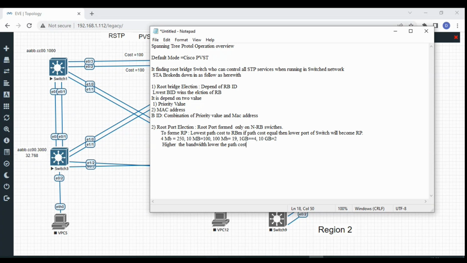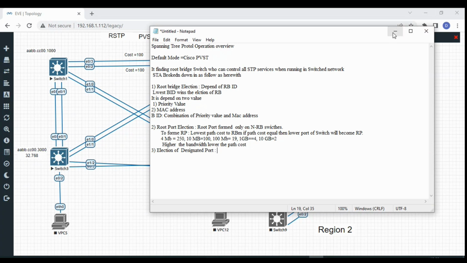So this is step two, election of the root port. Now the third step is the election of a designated port. Okay, so what is the criteria for a port to become a designated port?